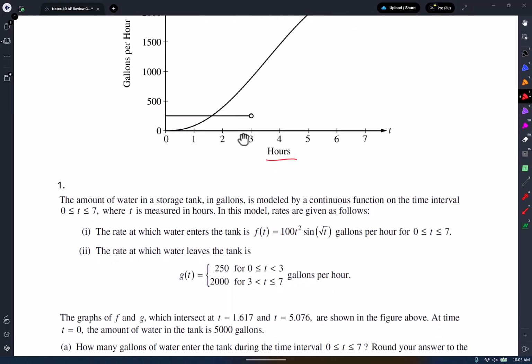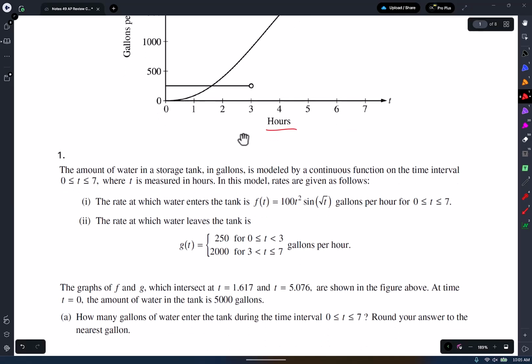I'm going to read it so I can get into the problem. The amount of water in a storage tank, in gallons, is modeled by a continuous function on the time interval 0 to 7, where t is measured in hours. In this model, rates are given as follows. The rate at which water enters the tank, f of t, is a rate in gallons per hour between 0 and 7. The rate at which water leaves the tank, so put the word out, is g of t. Notice that's a piecewise function. Between 0 and 3, it's 250, and between 3 and 7, it's 2,000.